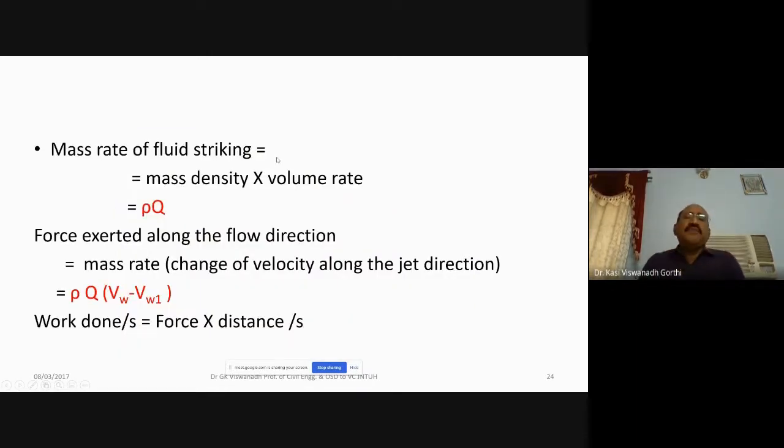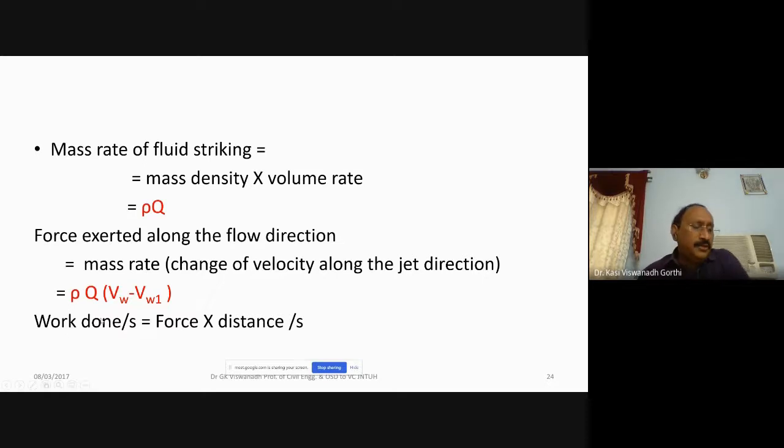How do you compute the force exerted? Simply, once again, go back to our original formula. The force exerted would be equal to mass rate into change of velocity. So how do you get the mass rate of fluid? The mass rate of fluid striking would be equal to mass density into volume rate of flow, the discharge. So rho into Q, the mass density rho into the volume rate of flow Q. So rho Q is the mass rate of fluid striking or entering the vane. Then the force exerted along the flow direction: please note, it is the mass rate into the change of velocity along the jet direction that you need to take.